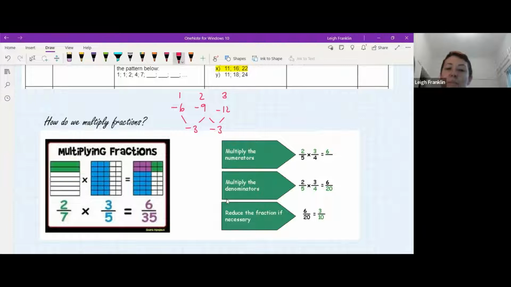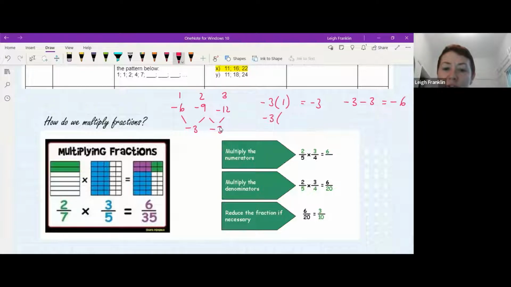That becomes our multiplier. So now we're going to take 3 and we're going to multiply it by our first input, which is 1, but that's not what we get out. We get out negative 6. So if we're sitting at negative 3 on the number line, we have to take away another 3 if we want to get to negative 6. And then we can continue to test our pattern to see whether it works.